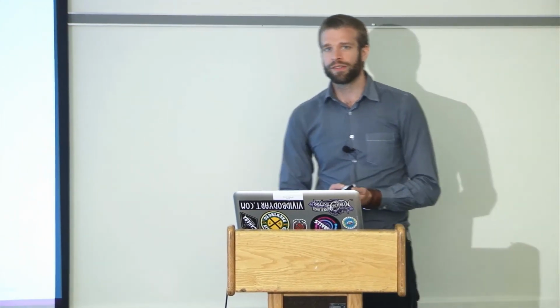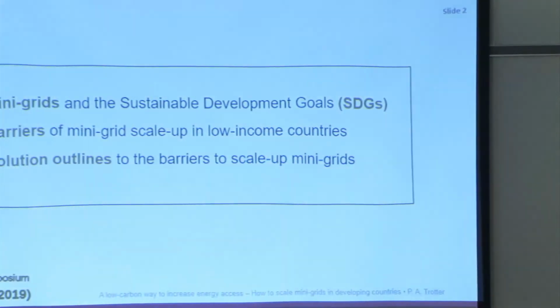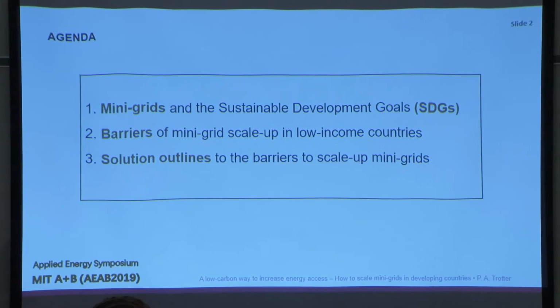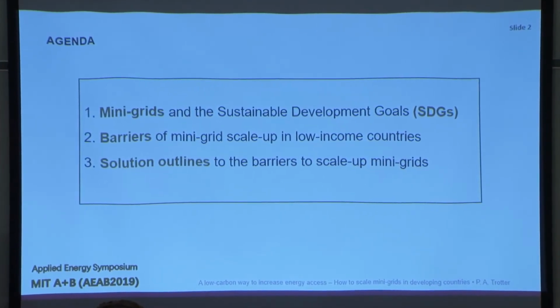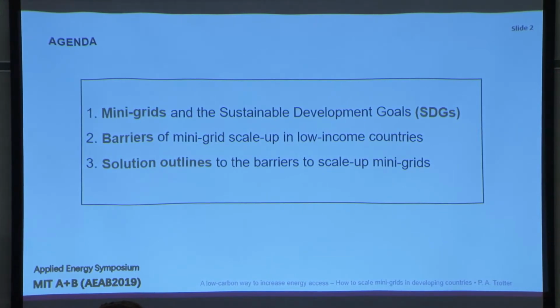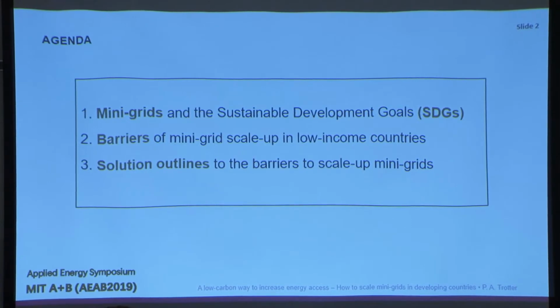So it's three things that I want to talk to you about today. First one is mini-grids in connections to the Sustainable Development Goals that the UN has defined, these 17 goals. I would like to talk a little bit about the barriers that we have, why are mini-grids not taking off in low-income countries, and some of the solutions that we can do to overcome them.